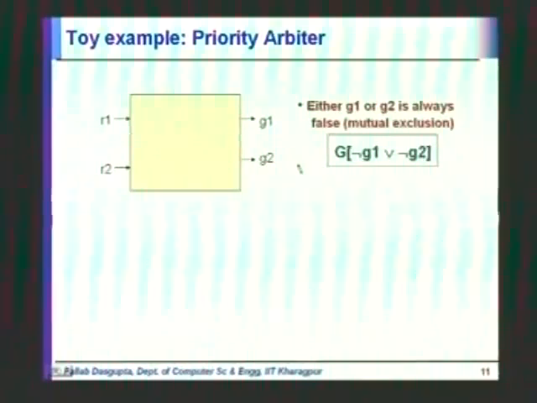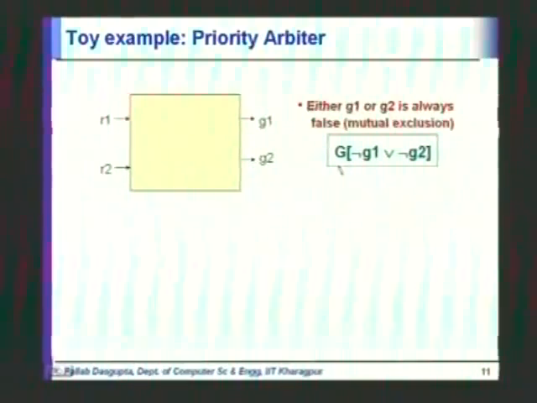So we can express that in this logic, which is called linear temporal logic. We are going to go into details of this logic later on. So just to get a flavor of this, this G says always or globally, G for globally. It says always we must have not G1 or not G2. So either G1 should be false or G2 should be false, always. Okay, so globally not G1 or not G2.